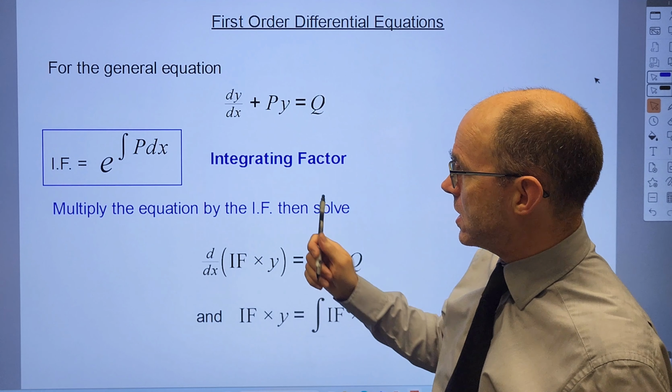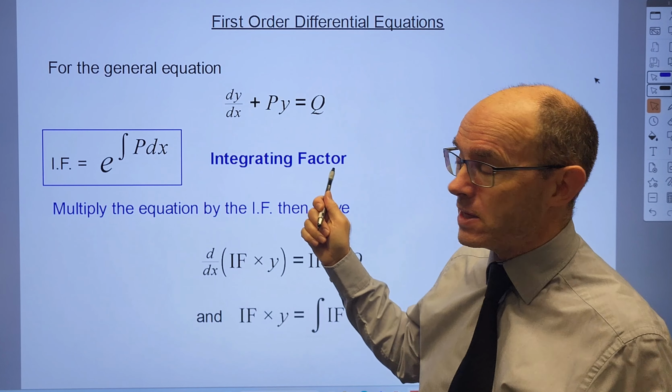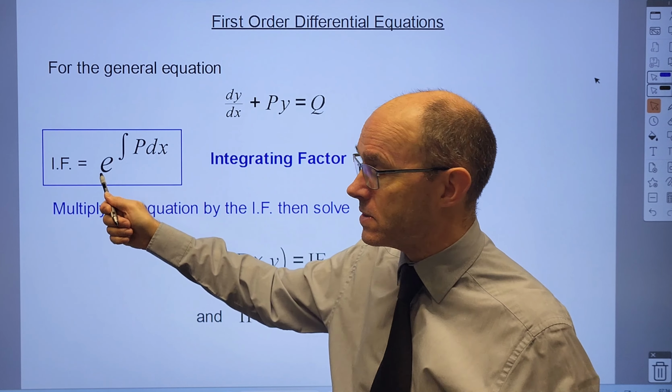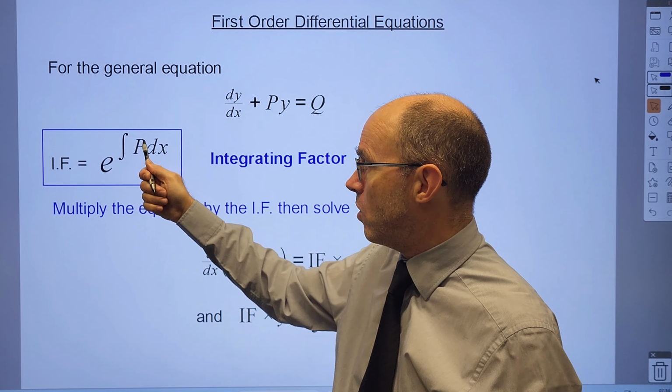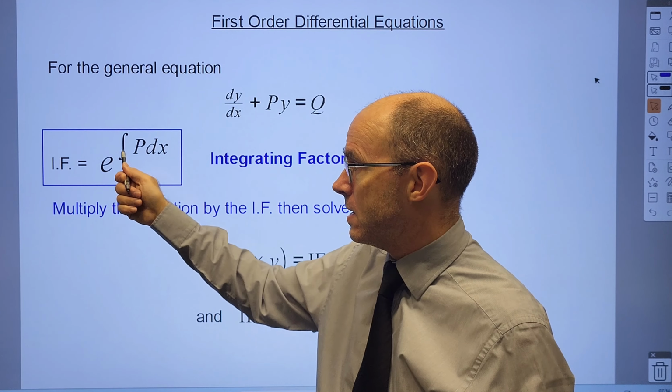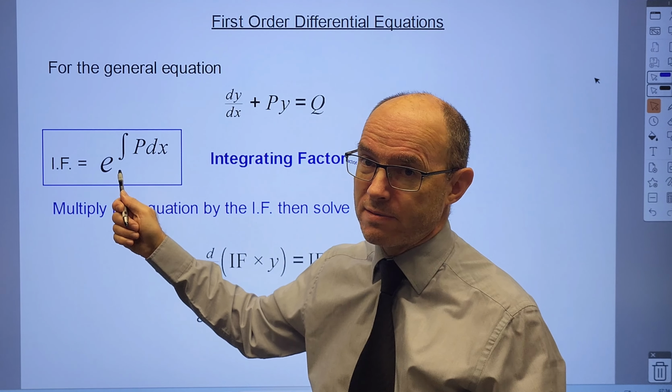And the method is you need what's called an integrating factor. The integrating factor, I call it IF for short, is found by working out this: e to the integral of p dx. Remember, p is a function of x. You need to integrate that, and then e to the power that gives you an integrating factor.